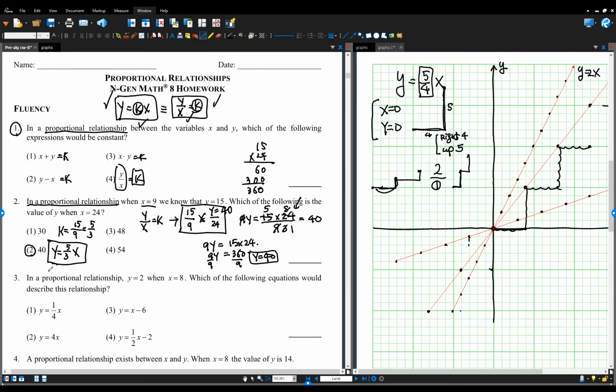Using this equation, you can find the value of y when x is 24, right? When x is 24, what is the value of y? Y equals 5 over 3 times x, and x equals 24. Put this number into here. 5 times 24 is 120, over 3, which is 40. Isn't it? It has the same numbers. You can use this number or this number. Is this hard for you?